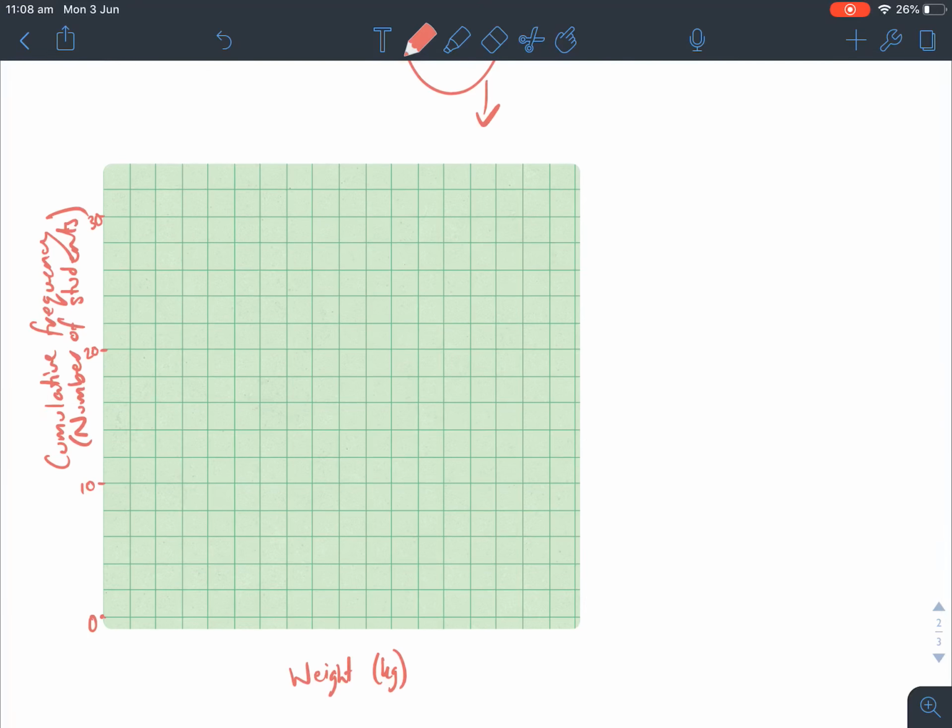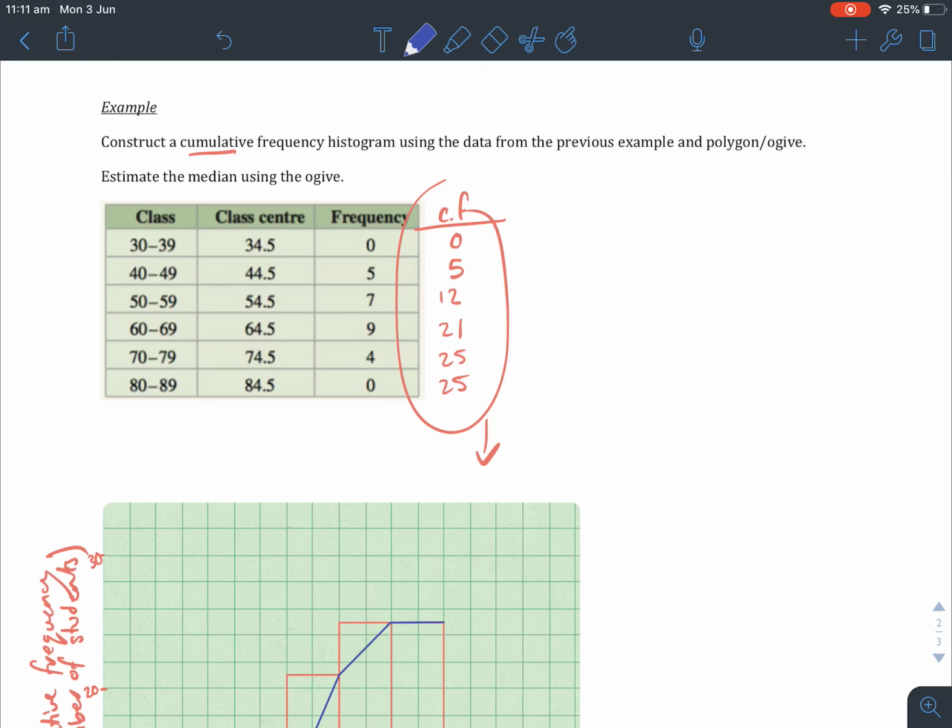Now the last bit of the question says to estimate the median using the ogive. This is a rather common question, so take note of how we do it. The median. Well, the median is the middle score. How many scores do we have in total? We've got 25. There's 25 different pieces of data. Now the middle of that, where is the halfway point of 25? Well, it's 12.5.